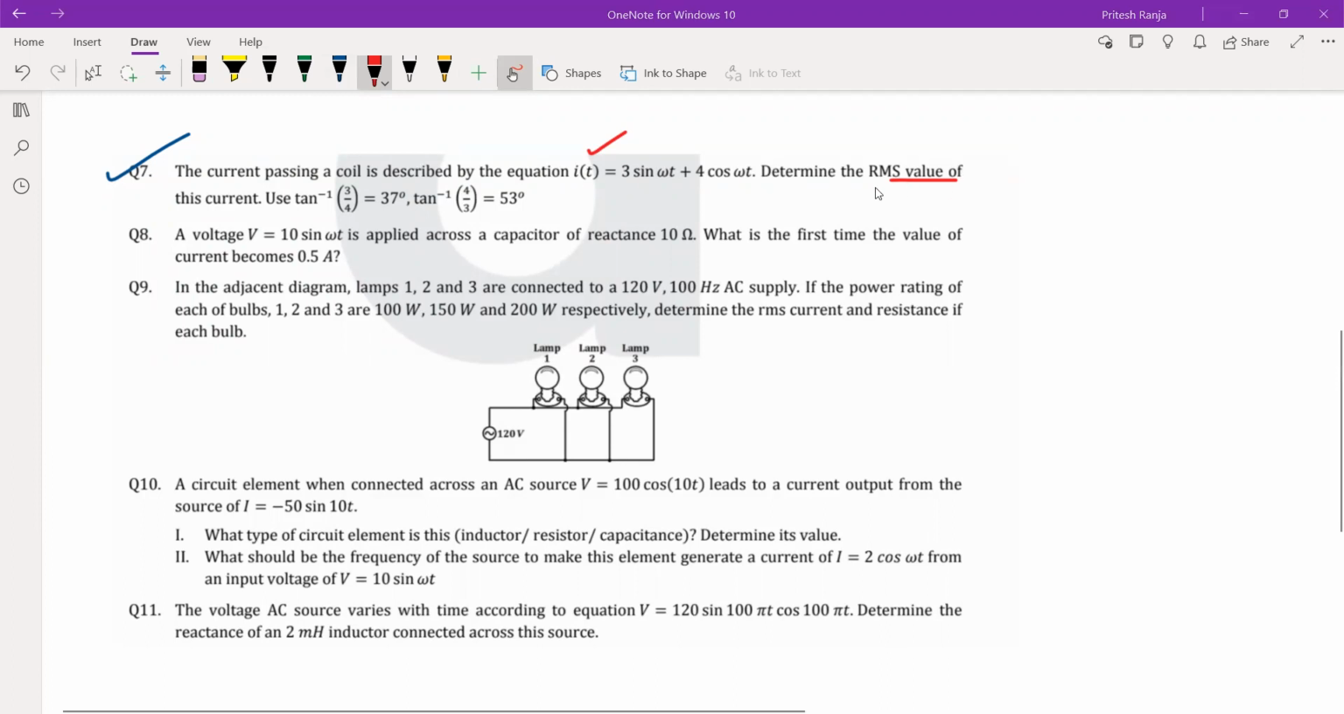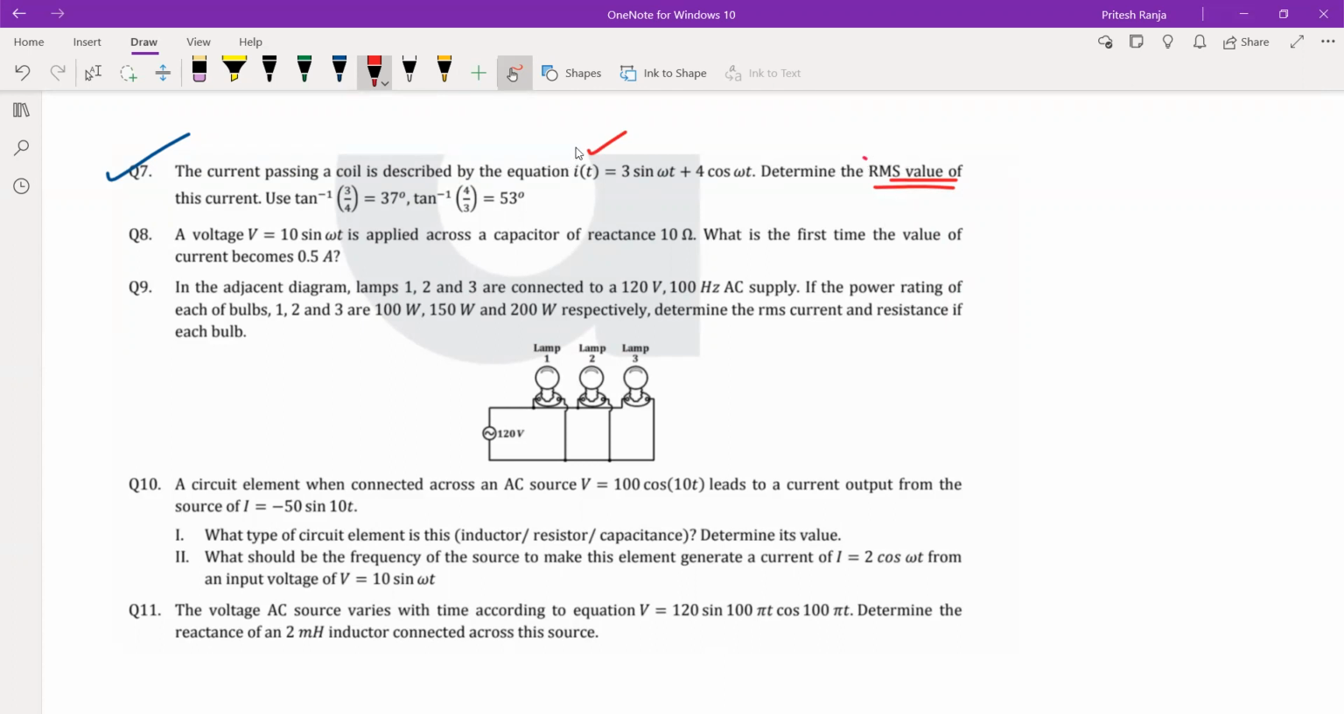Quickly, who will do this? RMS value of this current we have to find. Can anyone explain to me verbally how to do this? We have already done this kind of question. To find the RMS value, ये क्या है?